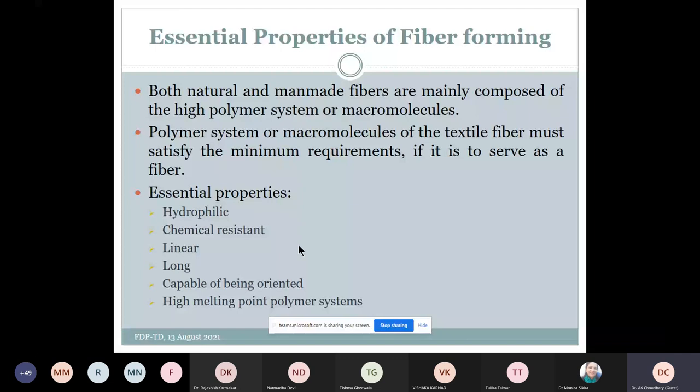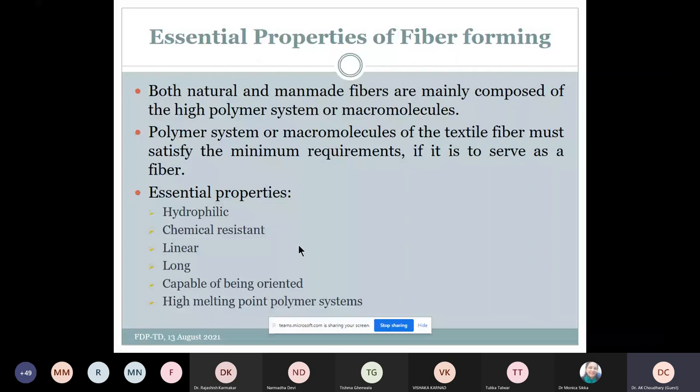So the essential properties required for a good fiber are, first, hydrophilicity, and second, chemical resistance, a level of resistance so that it is not easily degraded during acid treatment, alkali treatment, or any chemical treatment. Hydrophilic means the attraction, the affinity of the fibers with water. And ultimately water makes the fiber more comfortable, given a certain change in the physical and mechanical characteristics of fibers.